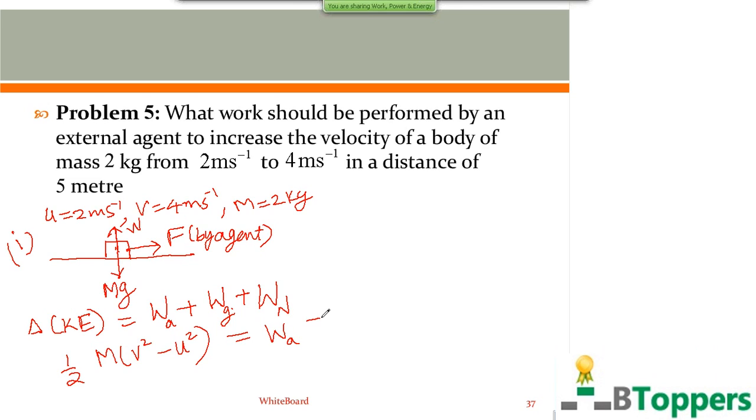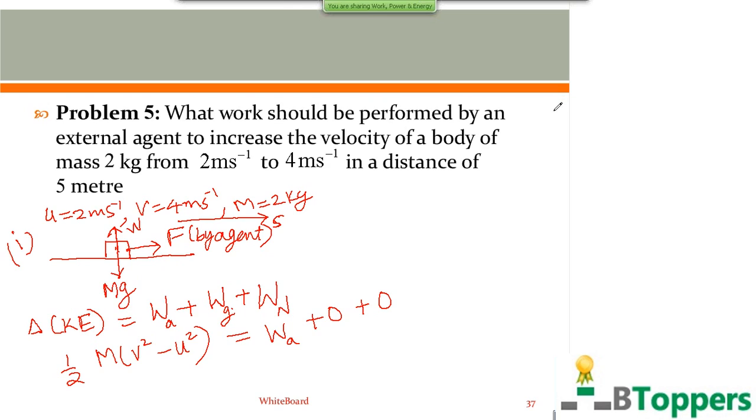Work done by the gravitational force on the body is 0 because the gravitational force acts perpendicular to the displacement. The body is moved in the horizontal direction. The displacement of the body is directed in the horizontal direction. Gravitational force mg acts in the vertical direction. Work done by the normal reaction force on the body by the surface in contact is also 0 because the normal reaction force acts perpendicular to the direction of the displacement of the body.